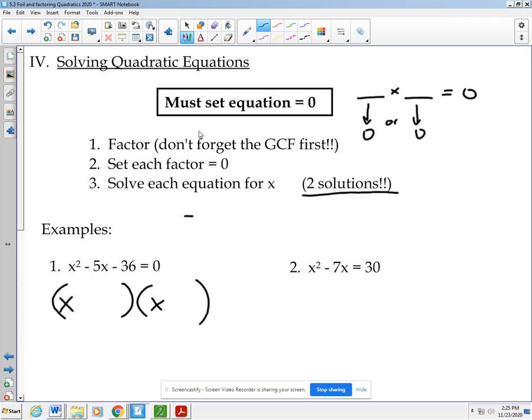x squared minus 5x minus 36. Think about what two numbers you can multiply and get negative 36. It could be 36 and 1, obviously one negative, one positive. It could be 2 and 18. It could be 3 and 12. It could be 4 and 9, and it could be 6 and 6. I will pick 4 and 9.